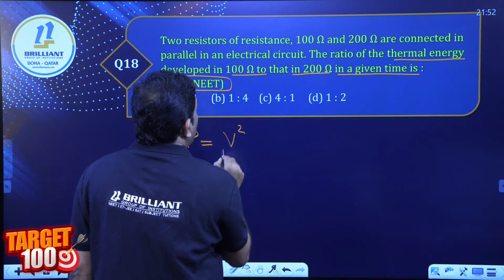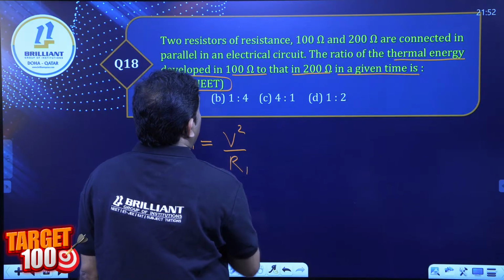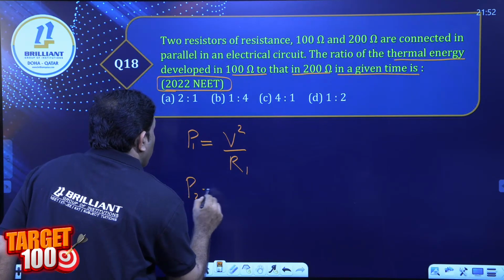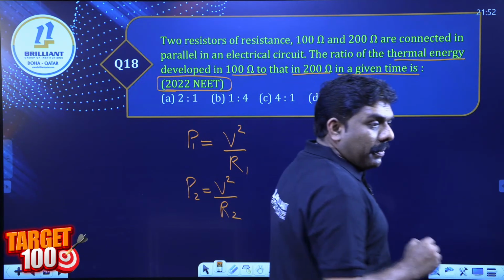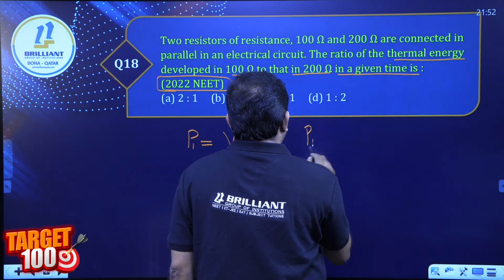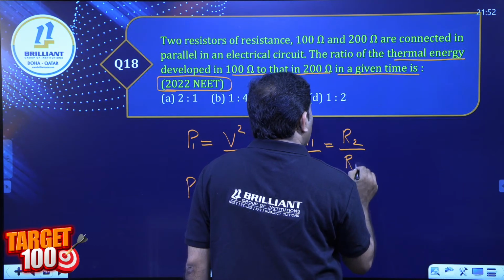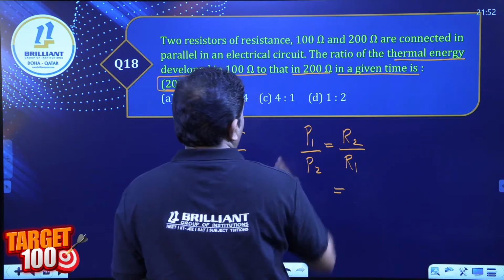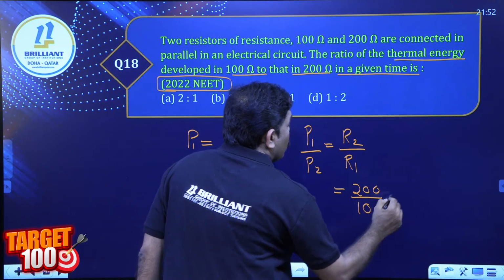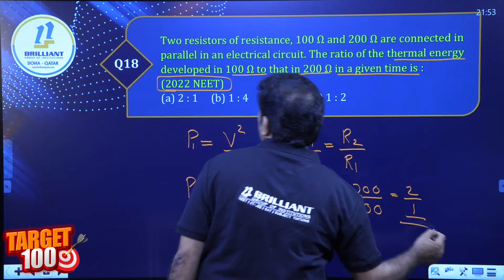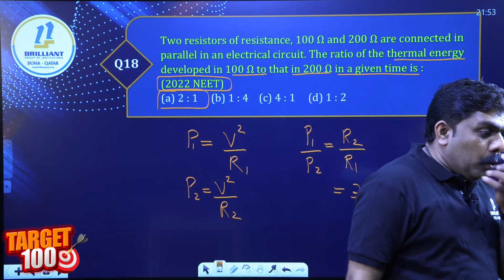Power is equal to V square by R. So P1 is V square by R1 and P2 is V square by R2. We are simplifying that now. So P1 by P2 is equal to, as before, we got the final result, R2 by R1. R2 is 200 and R1 is 100. So the ratio will be 2:1. So the right answer is option A, that is 2:1.